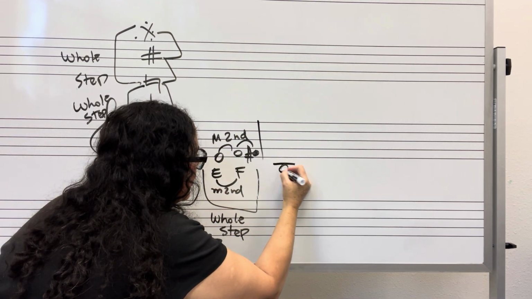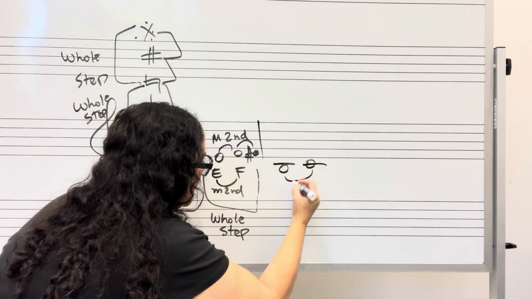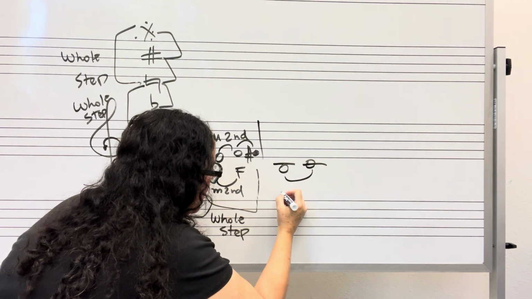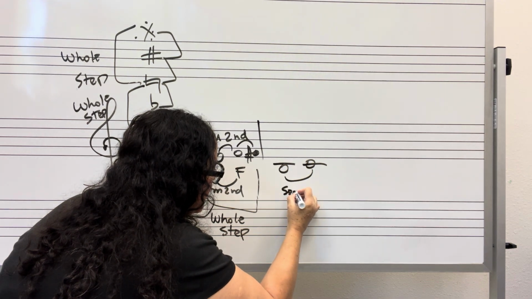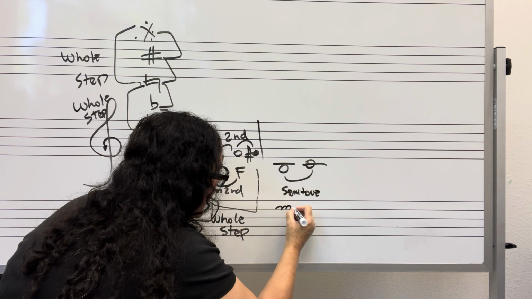B to C is a natural semitone. So it has one half step, one semitone. It's a minor second.